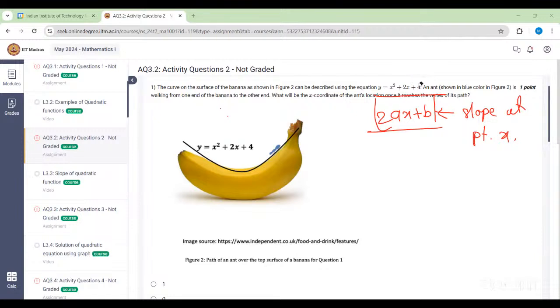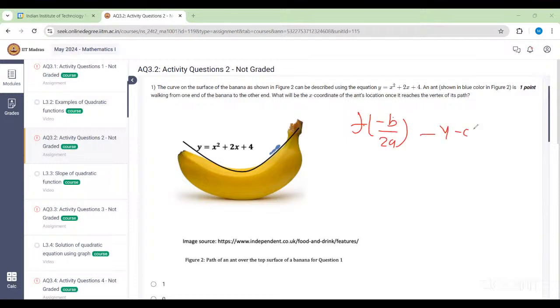Ma'am, otherwise, what is the formula? In general, slope is computed by the derivative. If you find the first derivative, that is the expression for slope. But since we are dealing with a quadratic, we just have to remember this formula, 2ax plus b. This is the first derivative. For the y coordinate, you have to substitute the values: f of minus b by 2a. This will be the y coordinate of whatever parabola is there.